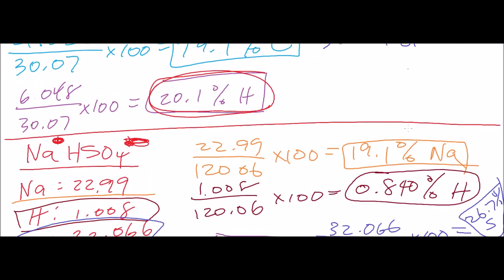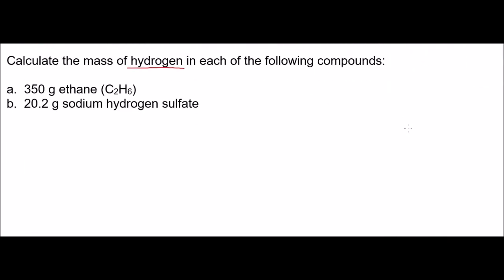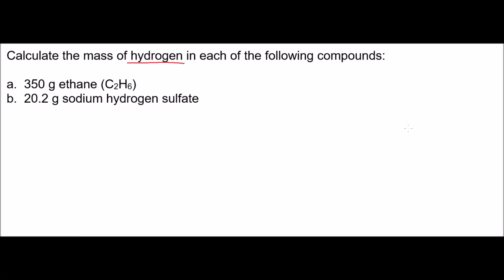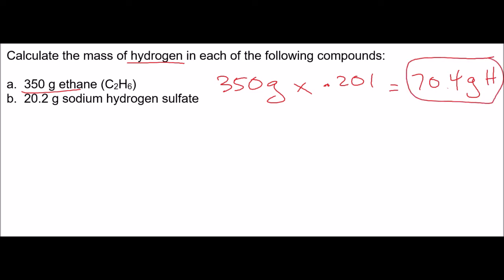20% is hydrogen. Okay, so we'll just start with the mass given, 350 grams, and multiply that by 20%, which is 0.20. I think it was 20.1. 70.4 grams of hydrogen. If we had 350 grams of ethane, 70.4 grams of it would be hydrogen.